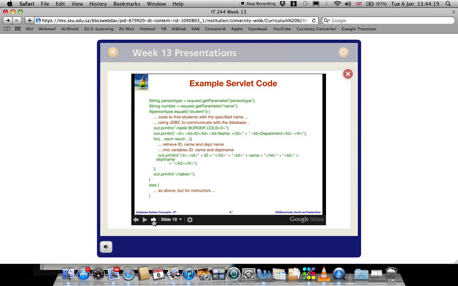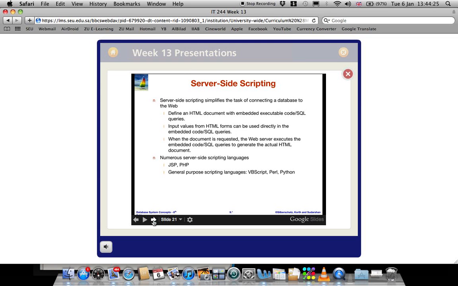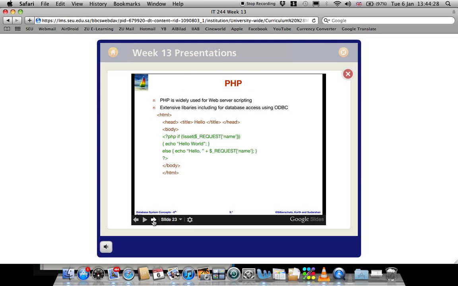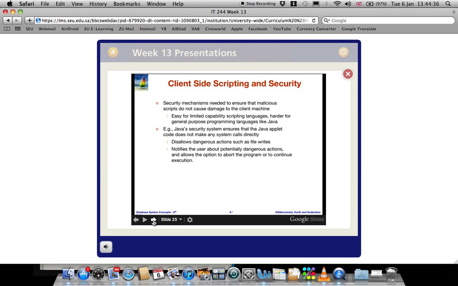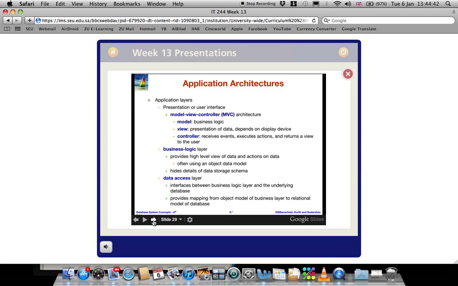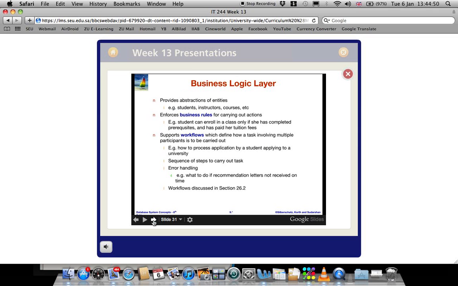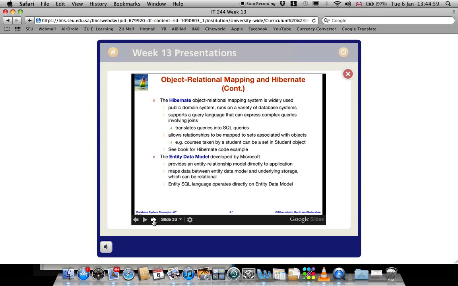Don't worry about the code. Don't worry about the codes, as long as you understand what an application is. Don't worry about the PHP. Don't worry about this. Okay, understand the terminologies in here. Application architecture. Understand the terminologies. Don't worry about the figure. Just again, a brief understanding of the business logic layer. Don't worry about this.